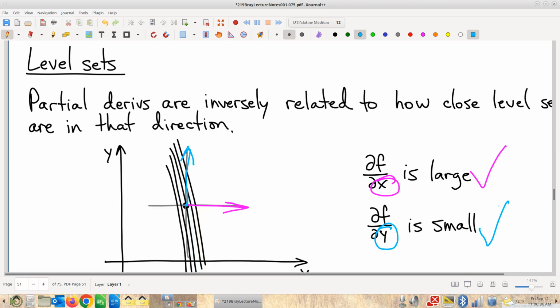So I can't point exactly on this picture to what the partial derivative looks like, but I can get some sort of relative sense that I feel like the x partial is greater and I feel like the y partial is less. Happy? All right.